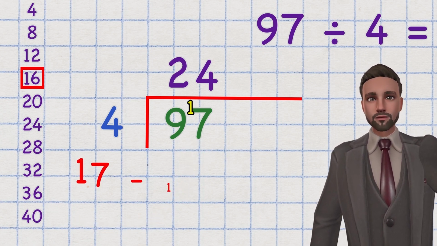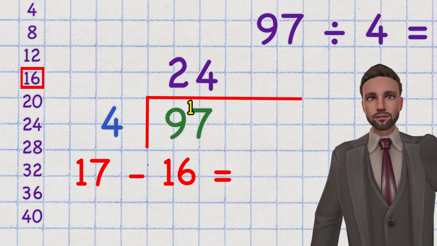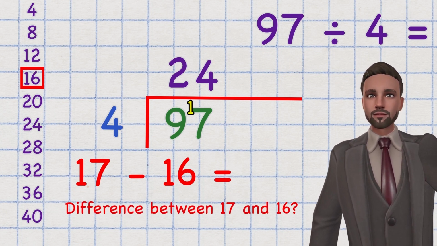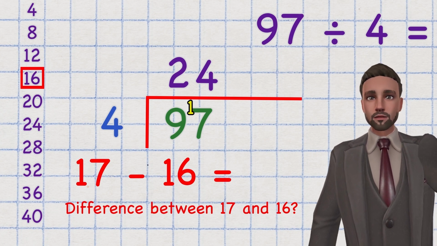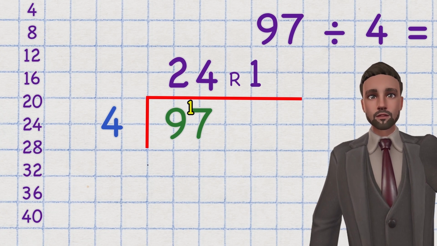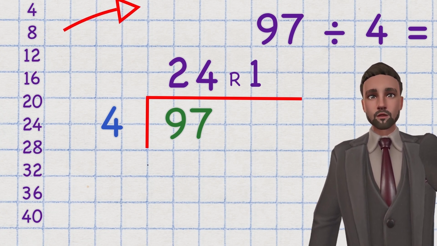I can do 17 subtract 16 to find my remainder, or I can see what the difference between 17 and 16 is to find my remainder. And that would simply be 1, giving me an answer of 24, remainder 1. And I would put my remainder 1 here.